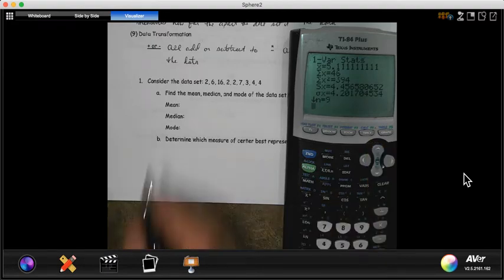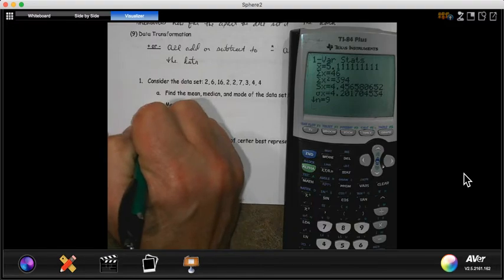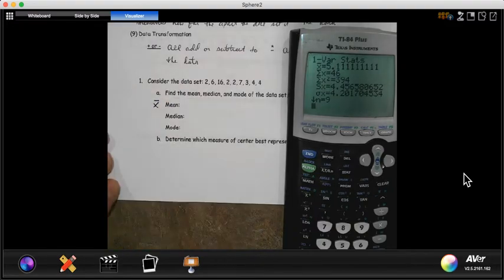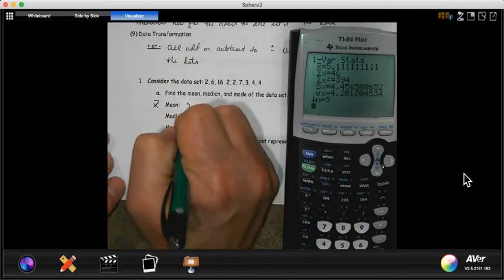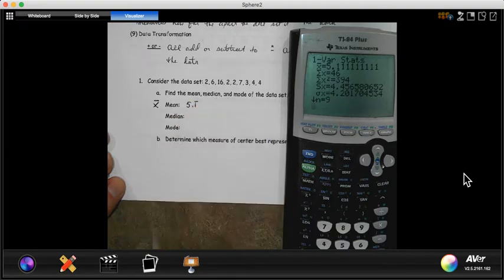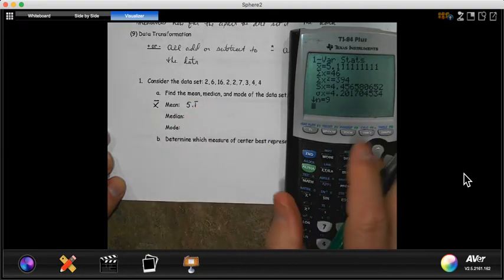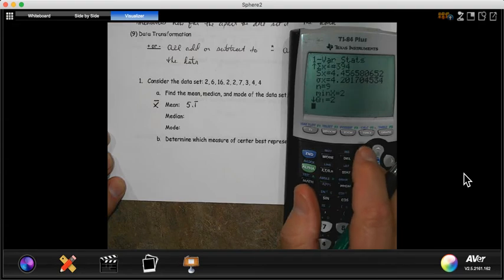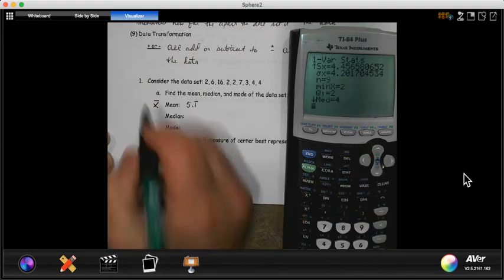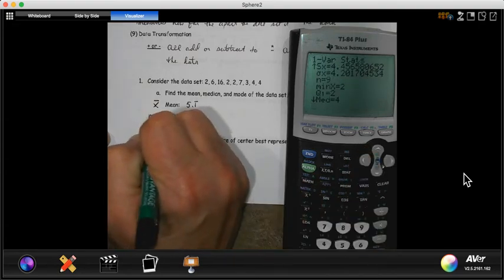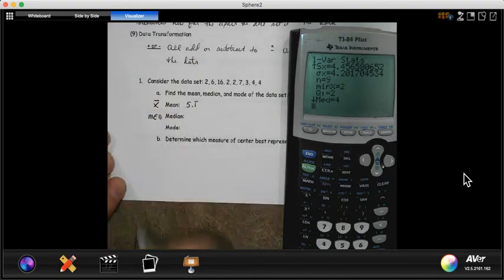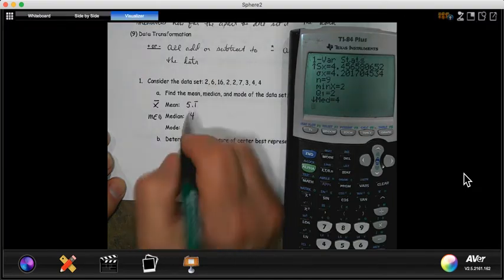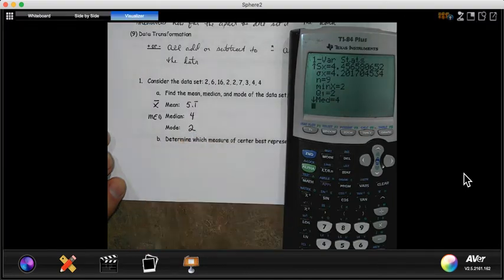Well, x bar is the mean. So I get 5.1 repeating for the mean. The median's down below, it's Med, right there. So that's the Med button, and the median is 4. And the mode is not on here, it's the most occurring number. Which number occurs the most? 2 occurs the most.